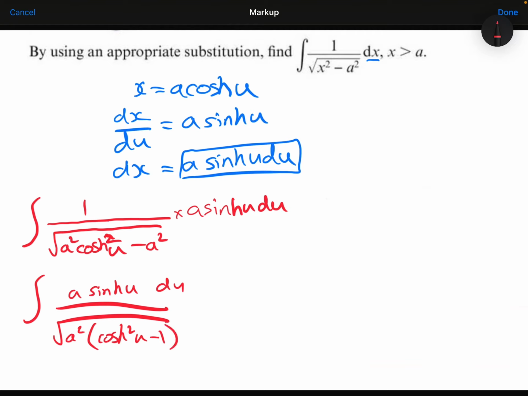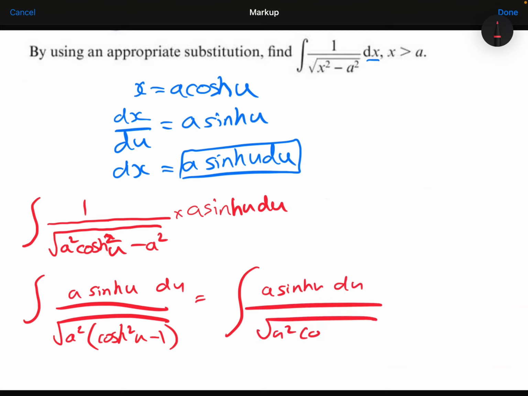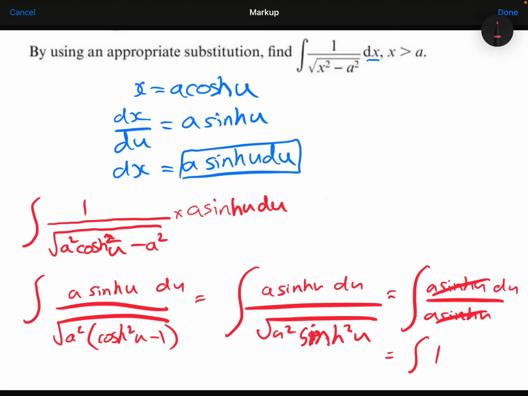which will then simplify to be sinh squared. Cosh squared minus 1 is sinh squared. I can now square root the denominator, so the square root of a squared sinh squared will just be a sinh u. So I'll get a sinh u du over a sinh u, which cancels out to be the integral of 1 with respect to u, which is u, plus my constant.